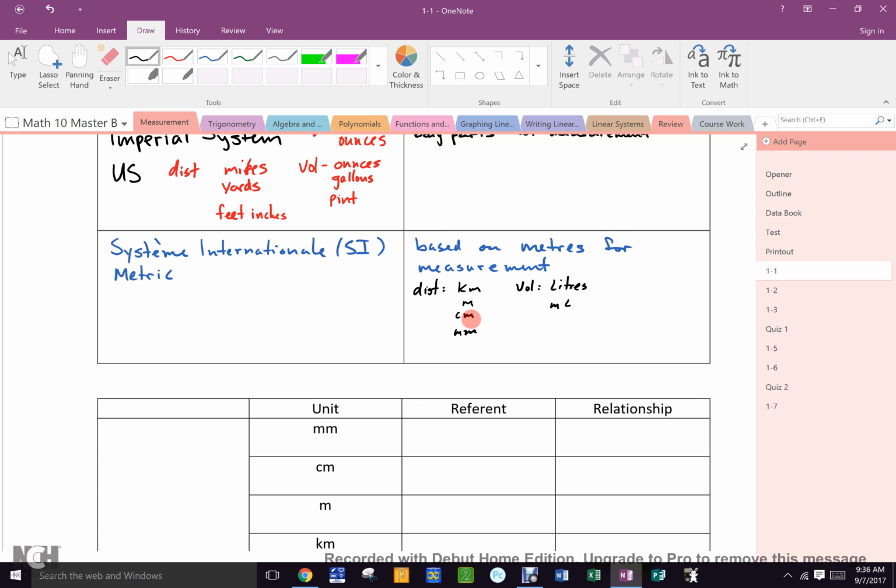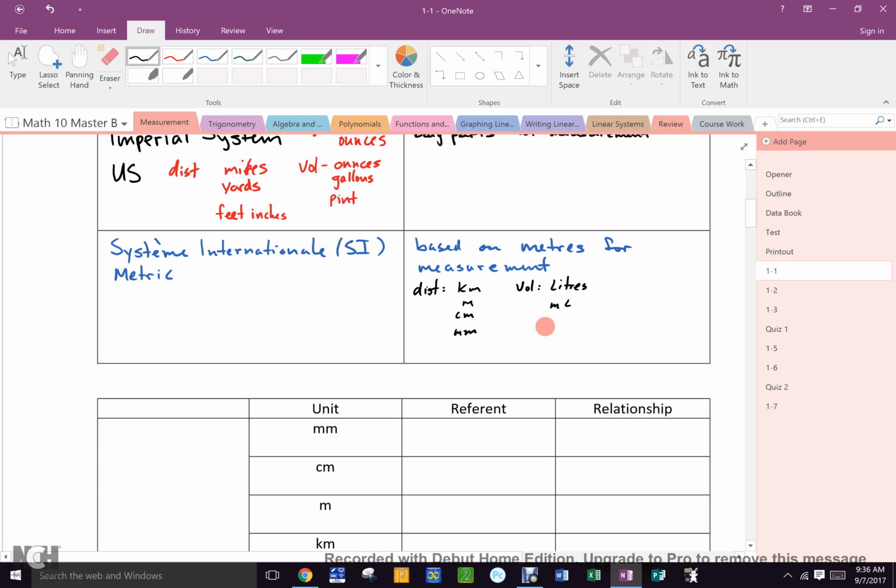Compared to a liter, what fraction? If a centimeter is 1/100th of a meter, a centiliter is what of a liter? 1/100th. That's why the metric system makes more sense, because it's always the same. So far, JR, you absolutely have an A.